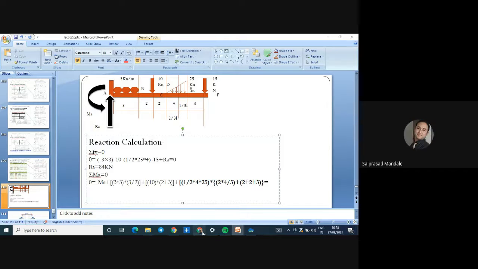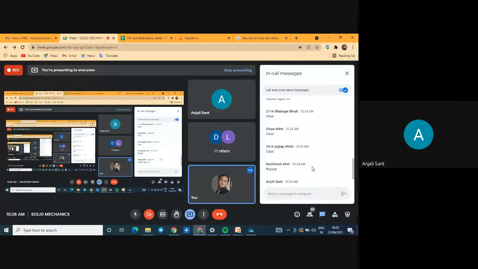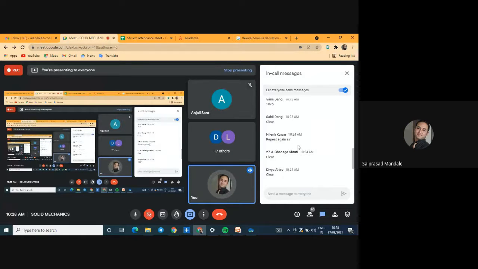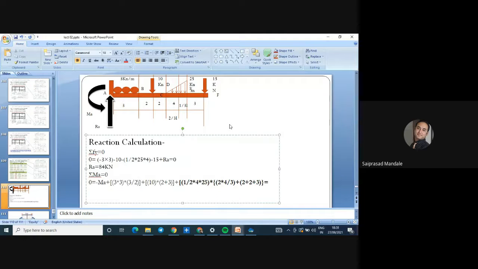Understood? Yes, sir. Okay. Anjali, clear? Rushikesh, clear now? Yes, sir. Then Nilesh Kuwar, it is clear now for you? Yes, sir. Okay, great. This will be clearer when you solve the assignment. That's why I gave you the assignment at the beginning. I have not taken this equation, formula and numerical from any book. I have generated it in front of you, and I'm doing the calculations.